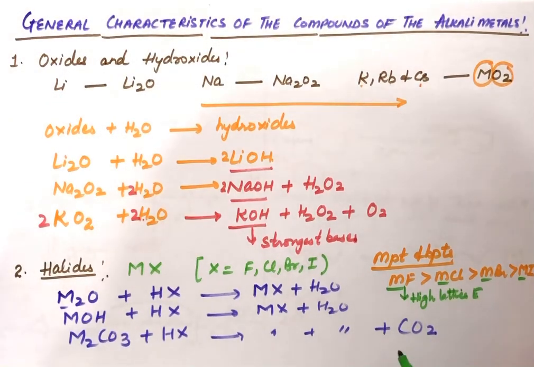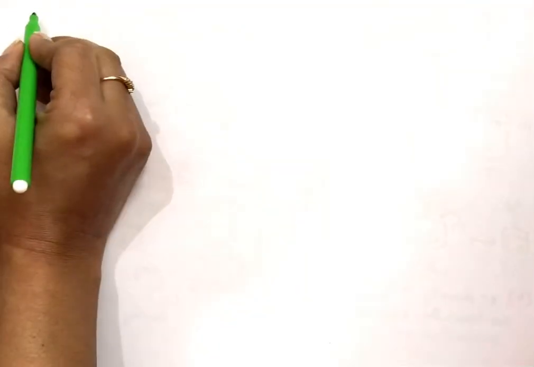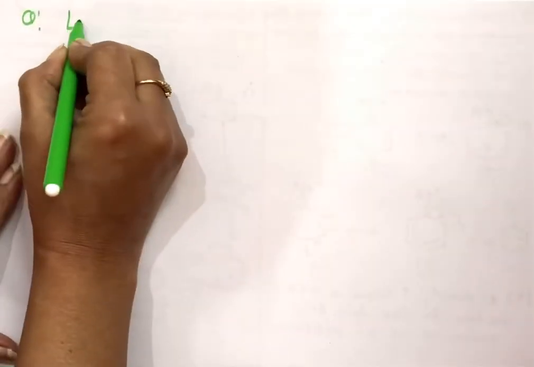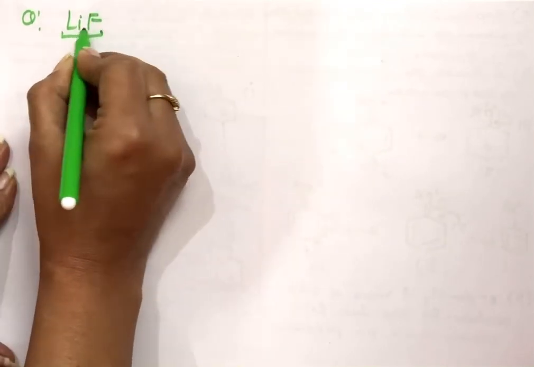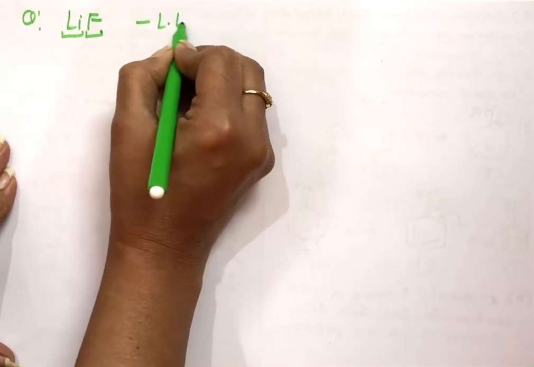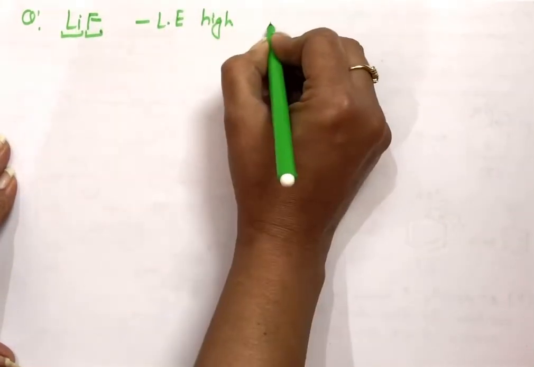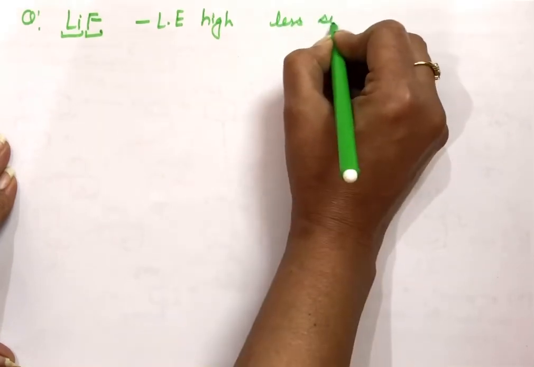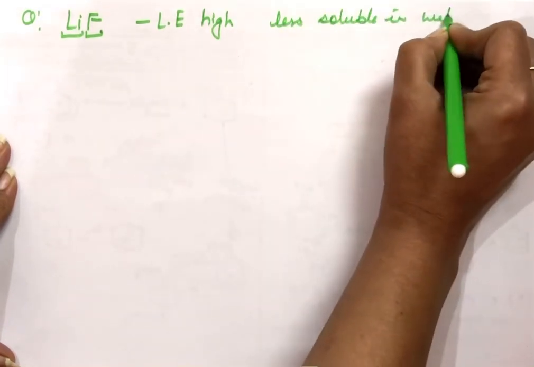Now, lithium fluoride is less soluble in water, and cesium iodide is also less soluble in water. What's the reason? Two questions are here. First, lithium fluoride: both ions are small in size, so we know the lattice energy is high. The bond is not breaking easily, so it will not dissolve in water quickly. So it's less soluble in water. This is the reason.